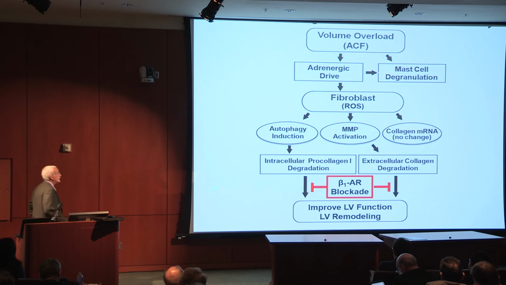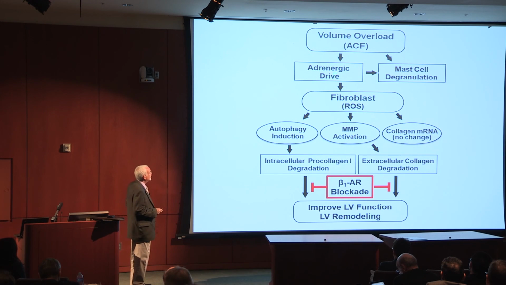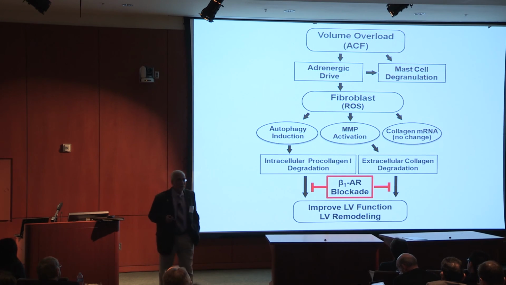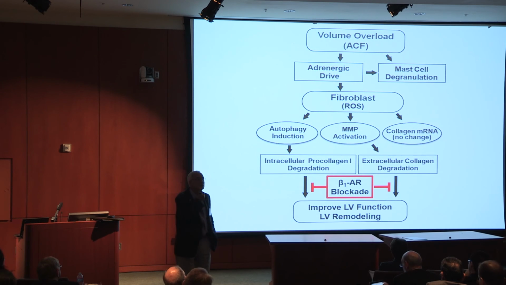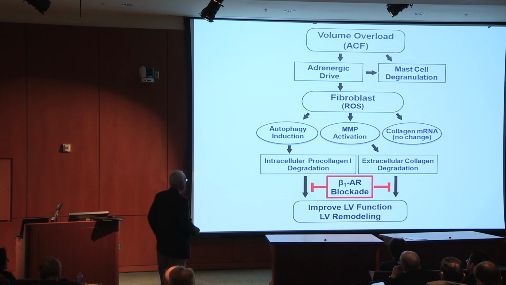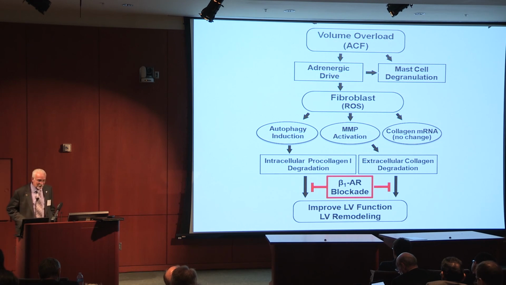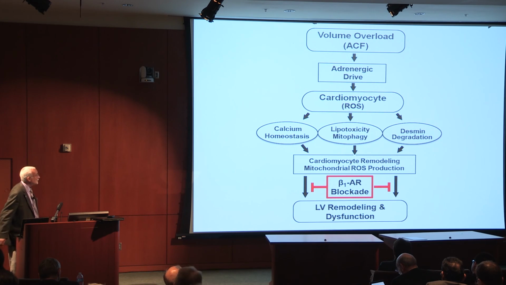So in summary, we think that in the fibroblast, at least, we have this new paradigm of increased ROS. All of us who are over 60 know what happens to our skin. We lose its structural integrity. Well, the fibroblasts in aging skin have increased autophagy, breakdown of procollagen, MMP activation, and they do not produce collagen or elastin. So I think that we can really link this back to increased adrenergic drive.